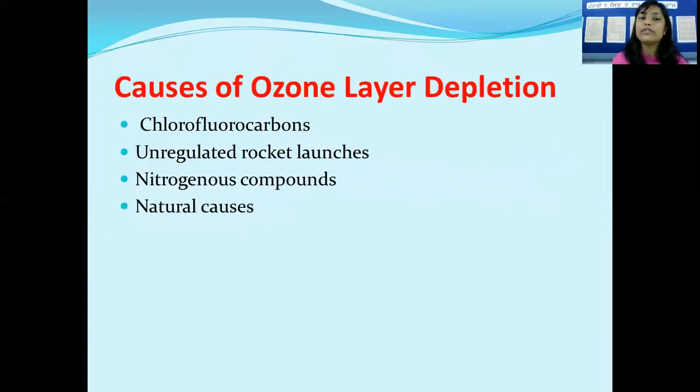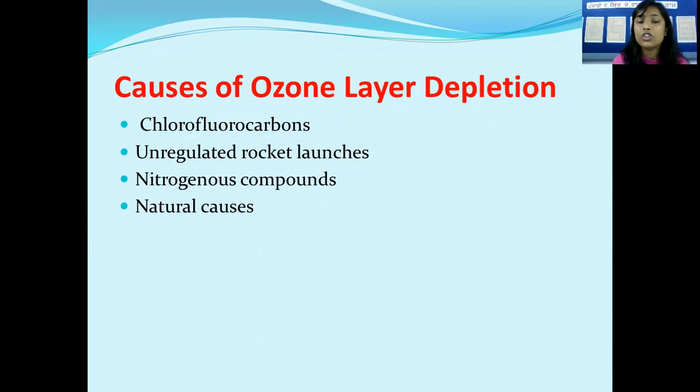Now, what are the causes of ozone layer depletion? The first cause is chlorofluorocarbons, or CFCs. We are well aware that, as I already told you, CFCs are produced by aerosols and the use of refrigerators and ACs. These release chlorofluorocarbons into the atmosphere. Now, what do chlorofluorocarbons do in the upper atmosphere?